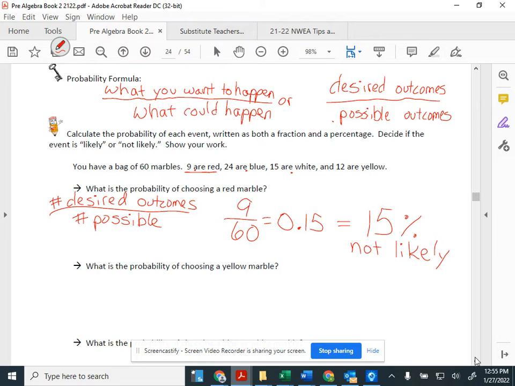So let's look at our next one. What is the probability of choosing a yellow marble? Maddie, what is our fraction? 12/60. Yeah, there are 12 yellow marbles, and we know there are 60 possible marbles. And it says to write it as a percentage. So what percentage would that be, Paisley? 20%. Yeah, because 12 divided by 60 gets us 0.2, and we know 0.2 is 20%. Is that likely or not likely? Not likely.